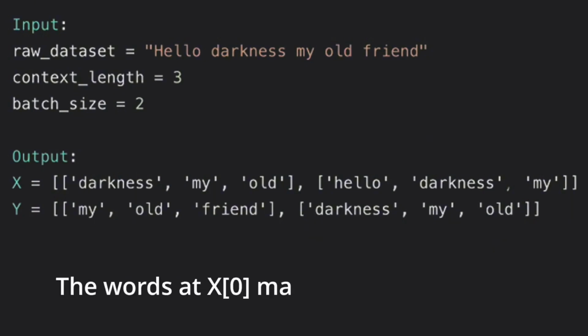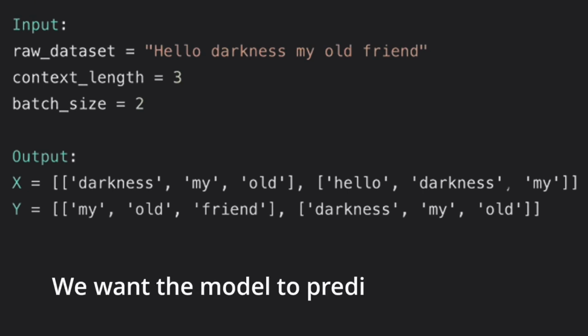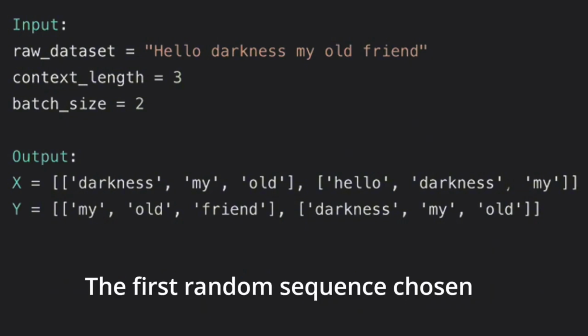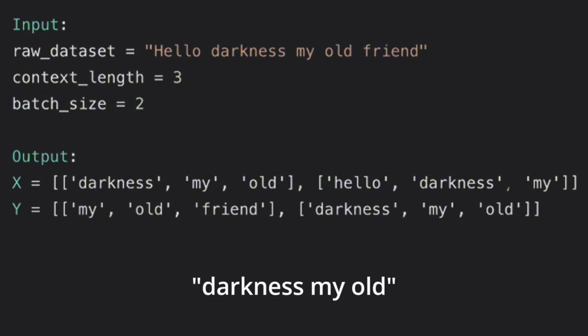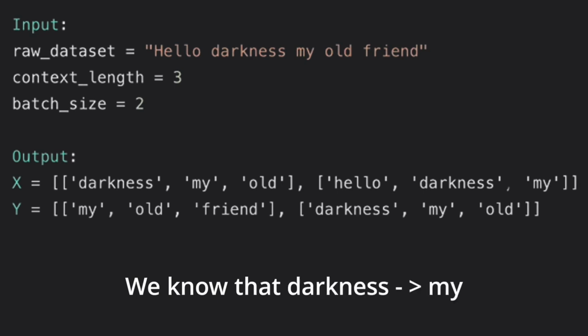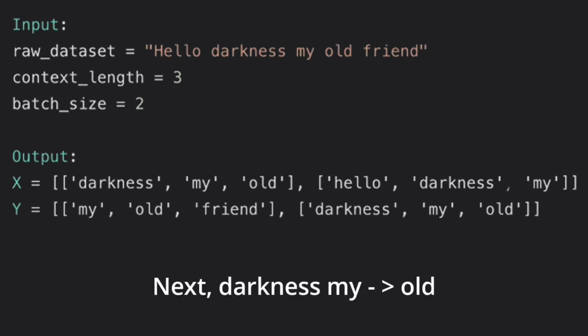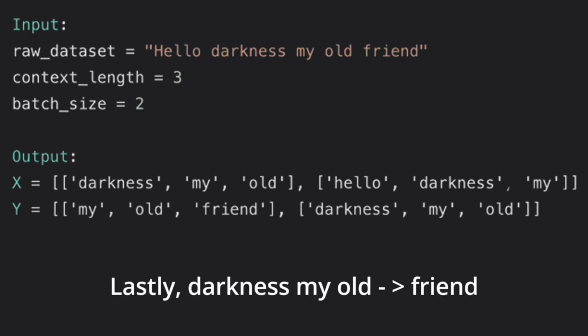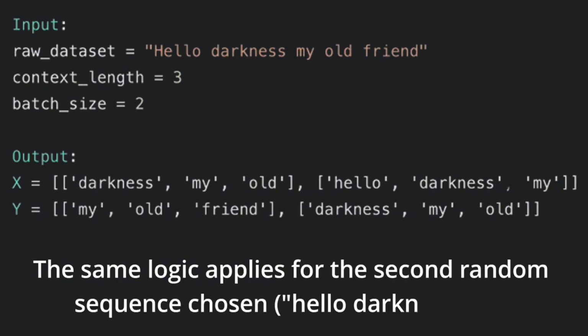The first entry in x corresponds to the first entry in y, and the second entry in x corresponds to the second entry in y. The first random sequence chosen is "darkness my old." We know that "my" follows "darkness," "old" follows "my," and "friend" follows "old." The same logic applies to the second random sequence chosen.